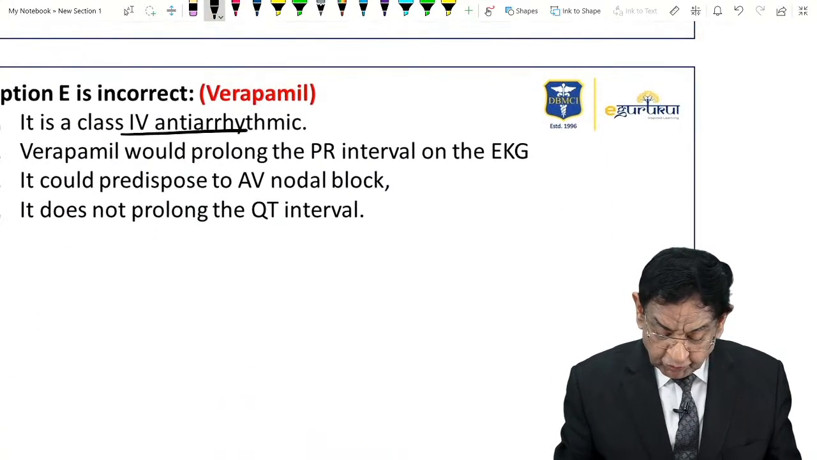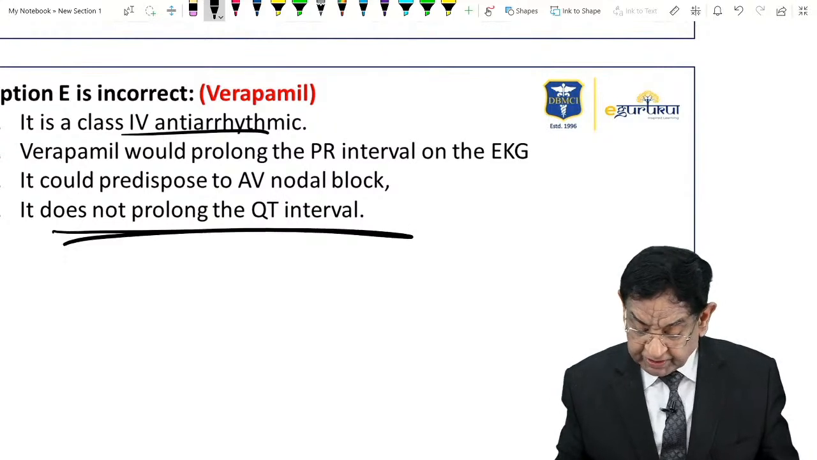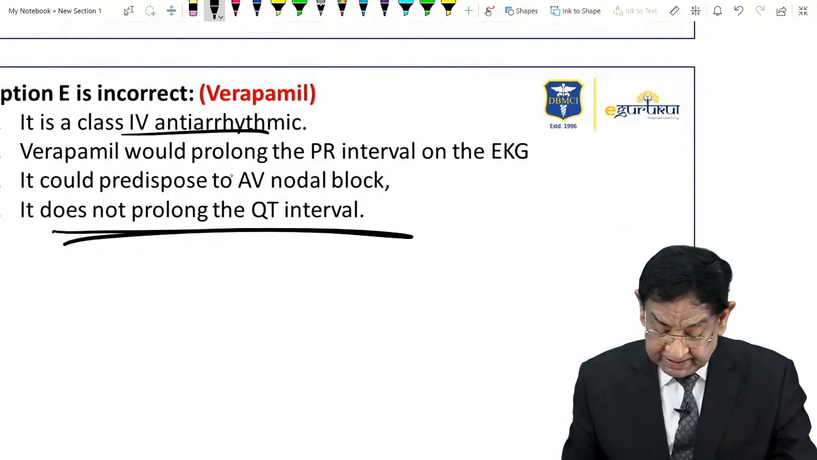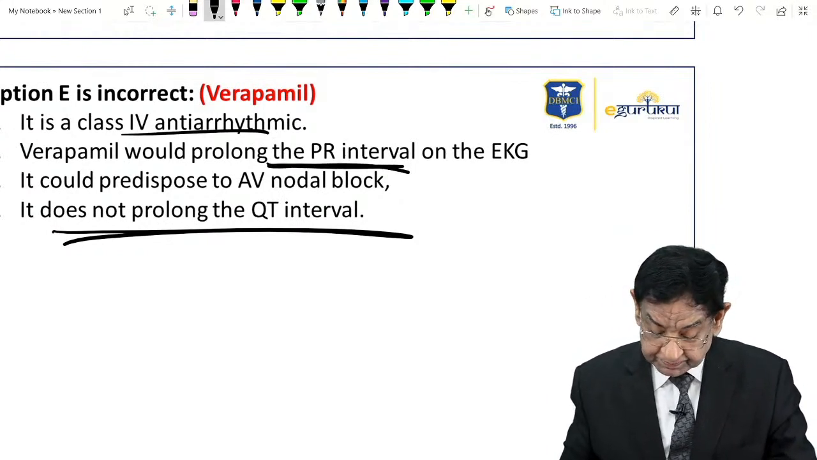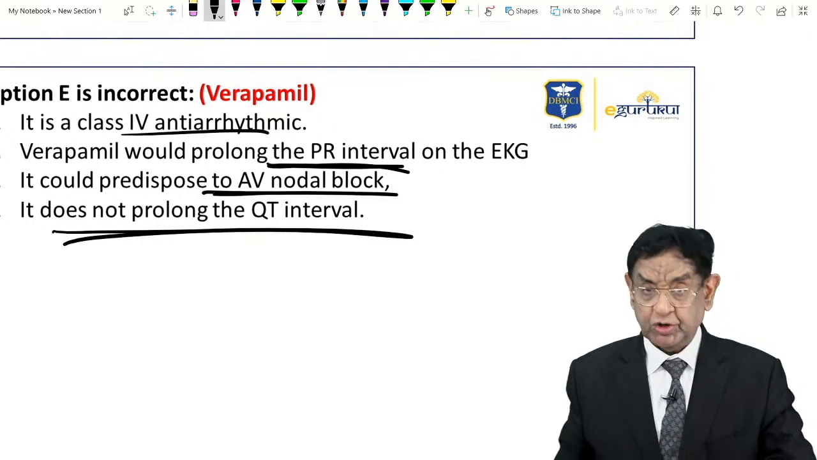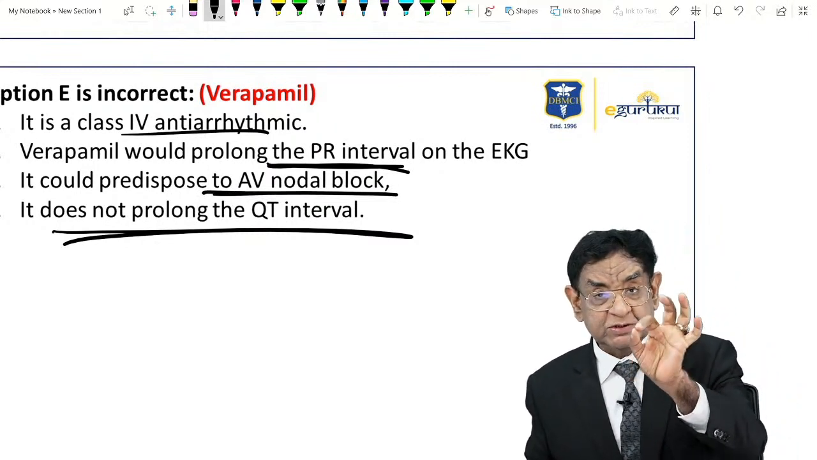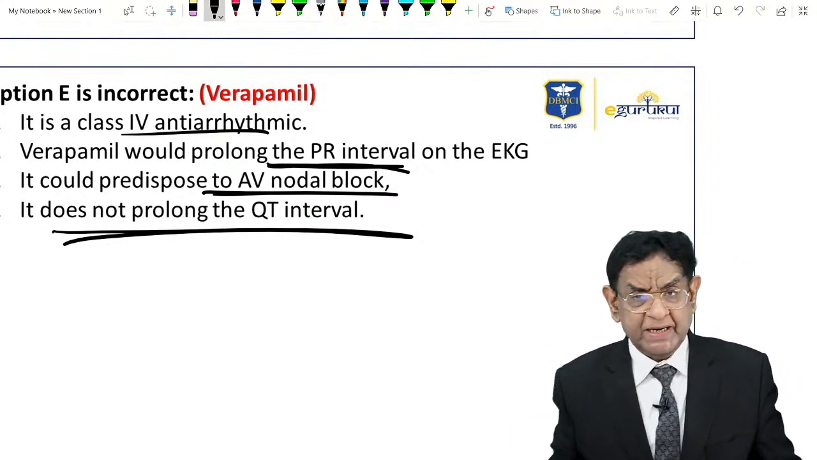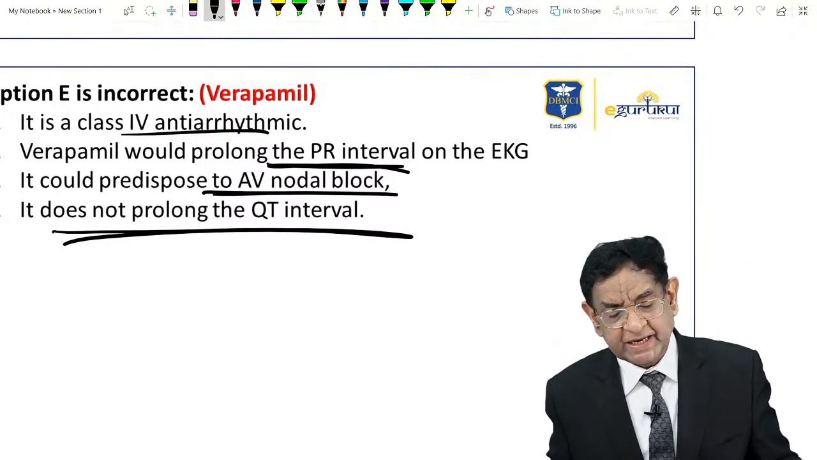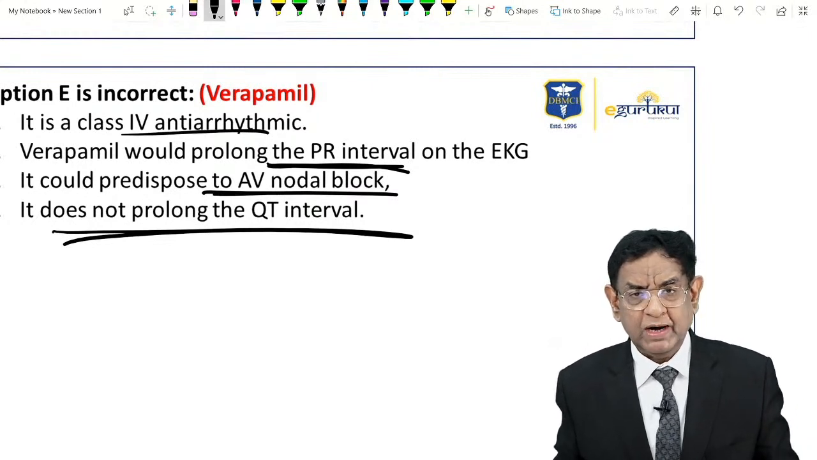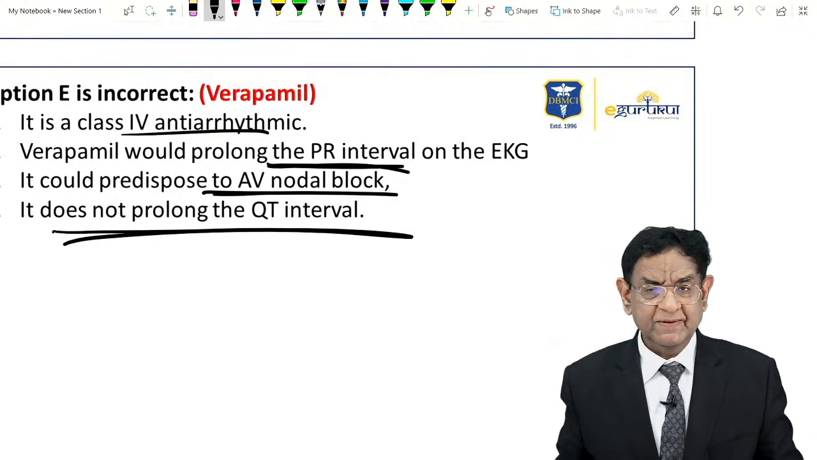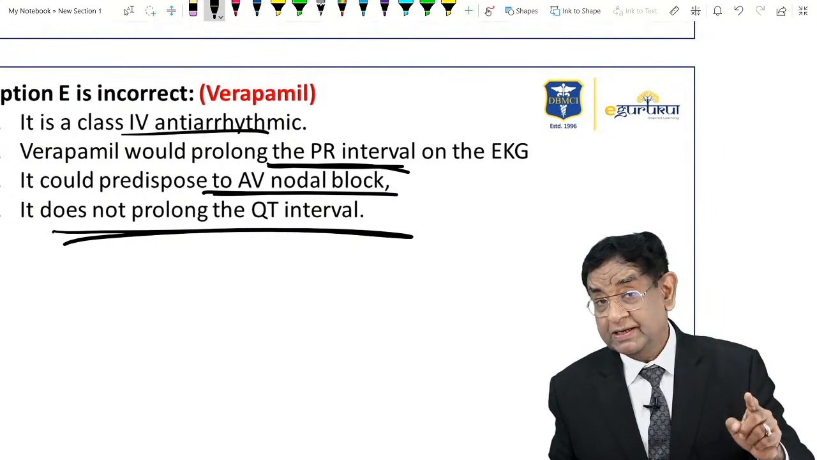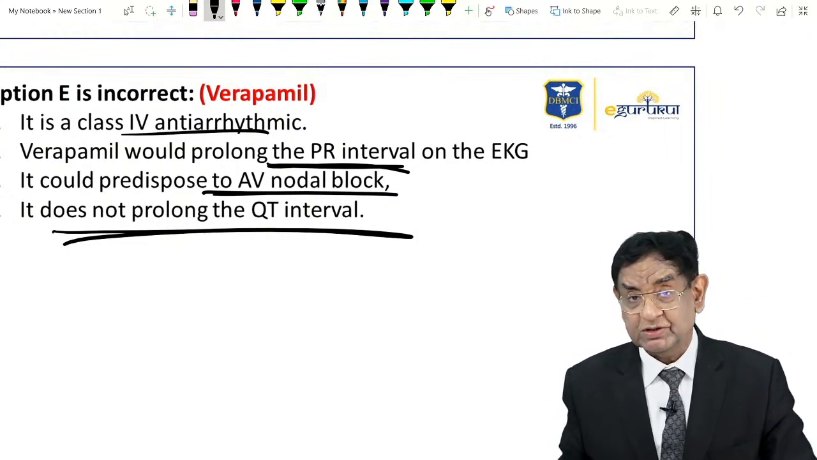Verapamil is a class 4. It has no effect on QT interval. No effect on QT. But where does verapamil act? It leads to prolonged PR interval, so it leads to AV nodal block. Remember, this also has an action on the AV node. Remember, even the beta blocker has an effect on the AV node, so they are more likely to cause prolonged PR interval. But prolonged QT is caused by the class 1A drugs and amiodarone. But amiodarone does not lead to torsade pointes.